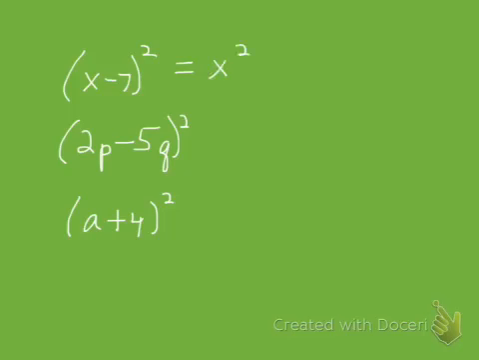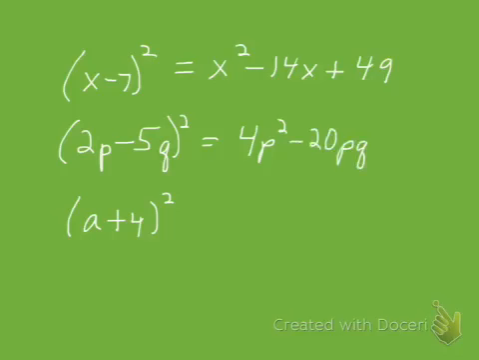Alrighty, your answers here on the first one would be x squared minus 14x plus 49. Alright, on the second one, you would get 4p squared minus 20pq plus 25q squared. And the last one, you would have a squared plus 8a plus 16.